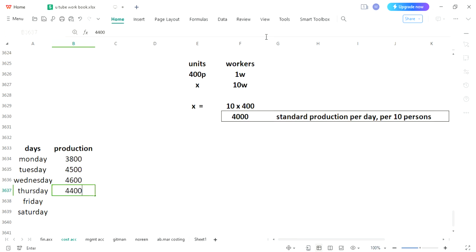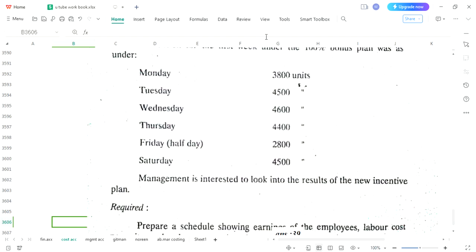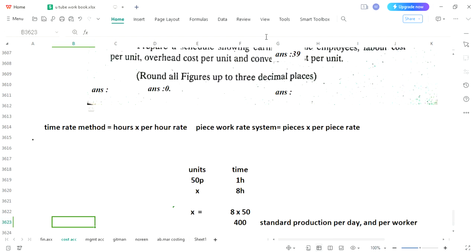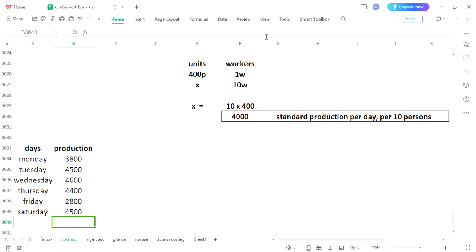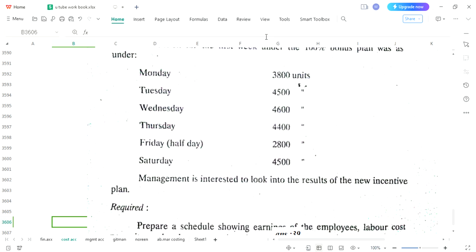44, 28, 45. Hopefully we have written them accurately. 38, 45, 46. 44, 28, 45.